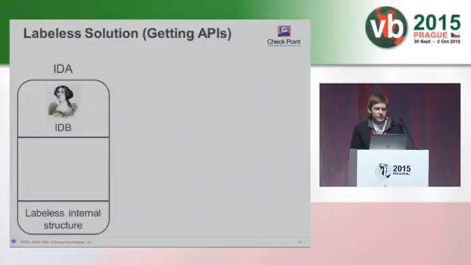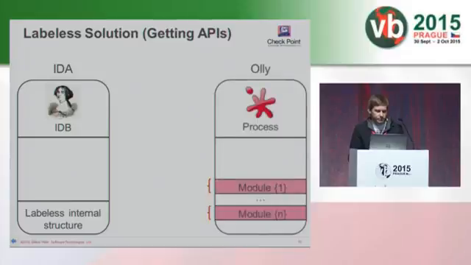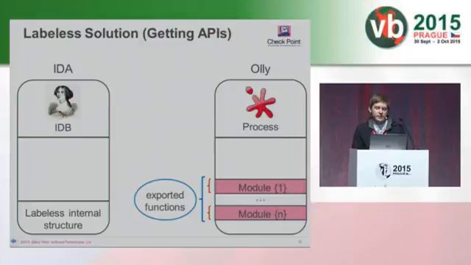So here's our solution to that problem. We have an IDB with dumped memory regions, but they have an unresolved imports table. So Labeless is sending a request to enumerate all loaded modules in the target process. Then it will gather all exported functions from these modules alongside with their addresses. This data will be transferred to IDA and stored in the Labeless internal structure.